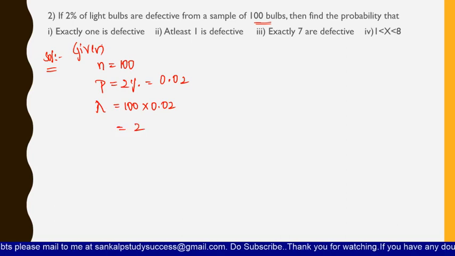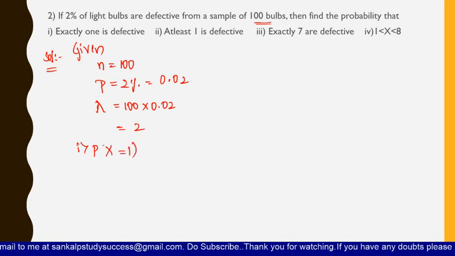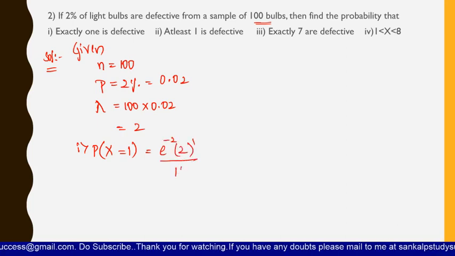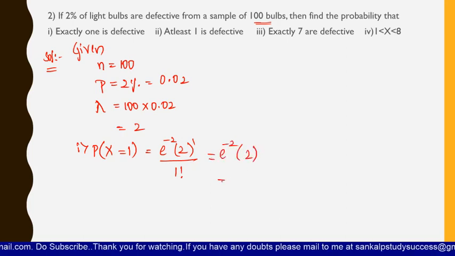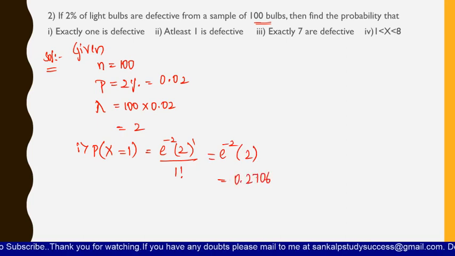Now exactly 1 is defective. Exactly 1 is defective means P of x equals 1, right? Here if P of x equals 1, then by substituting all the values in the formula, we will get e power minus lambda into lambda power 1 by 1 factorial, right? E power minus 2 into 2 is the value. That means if you calculate e power minus 2 into 2, you will get 0.2706. Now let us see the second one. This is the first one.